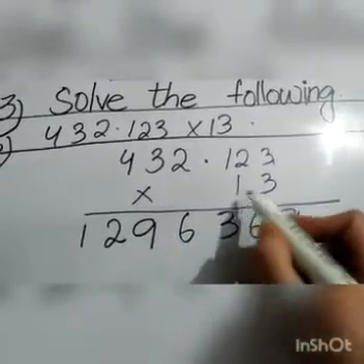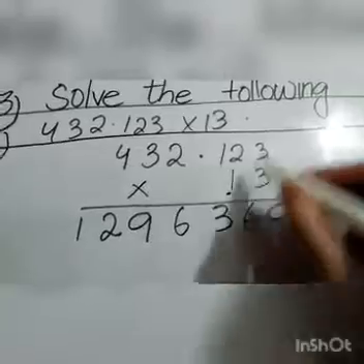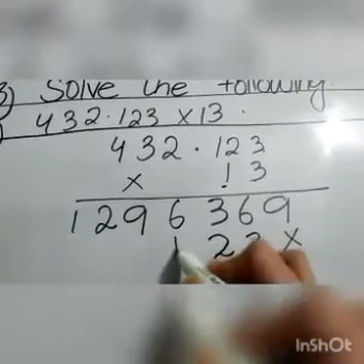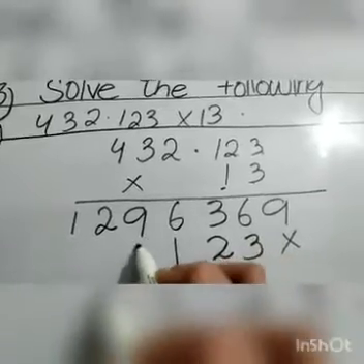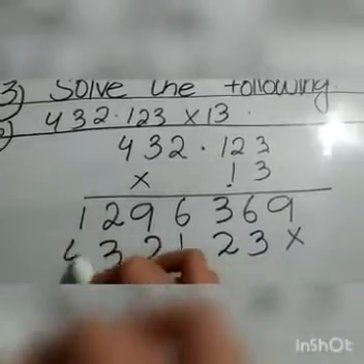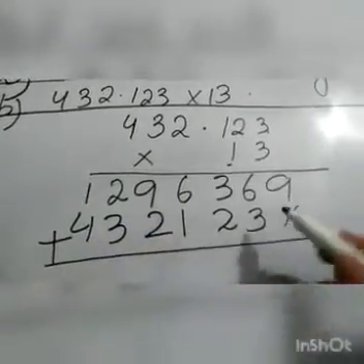The second digit from 13, that is 1. 1 3 times is equal to 3. 1 2 times is equal to 2. And 1 1 times is equal to 1. 1 2 times is equal to 2. 1 3 times is equal to 3. And 1 4 times is equal to 4. Now we need to add together.